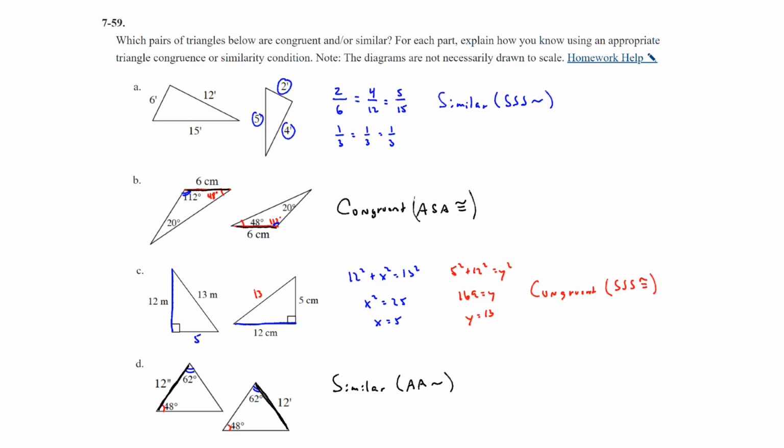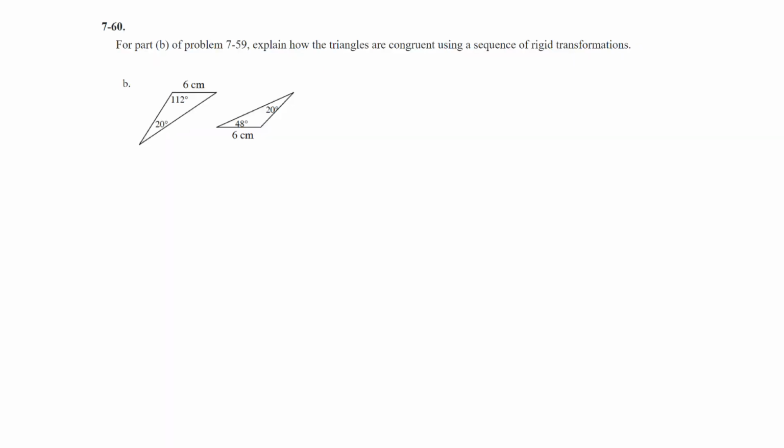And just a reminder, because it does kind of go back to the directions here, which pairs of triangles below are congruent and or similar? So if they're congruent, they're also similar. So all four of them are similar in their pairs, but B and C would be congruent and similar.